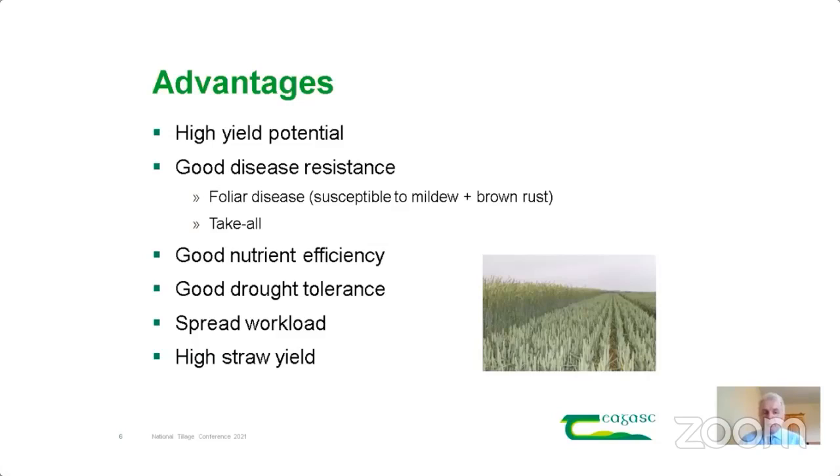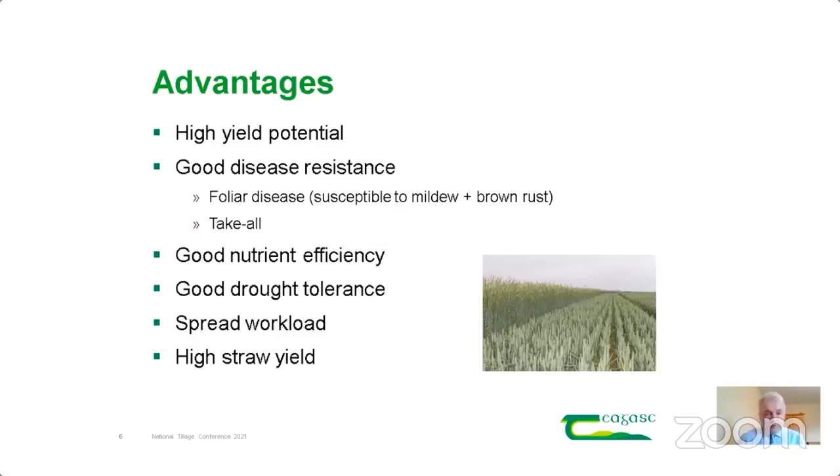It also has the potential to spread the workload, particularly around harvest time. The crop will ripen generally between winter barley and winter wheat. So it gives you the option to spread your workload a little bit. And during the season also, rye would be more advanced in growth stage than, say, wheat. So that gives you the option to spread your workload during the season as well.